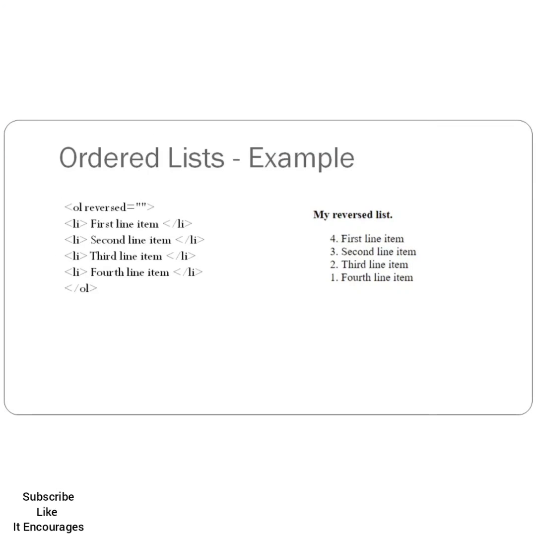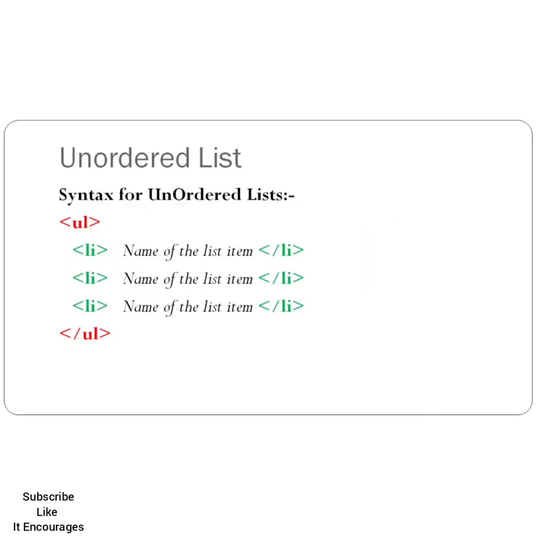Now in the next example we have used the attribute reversed. When we use reversed, the line items will remain the same, but the sequencing will be reversed. As we can see here, it has started numbering from 4, 3, 2, 1 because we have specified the type as reversed. The second type is the unordered list.